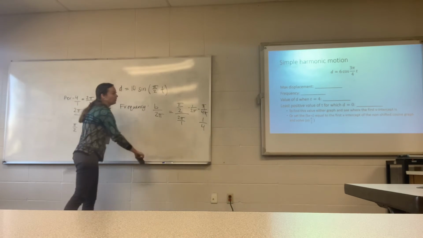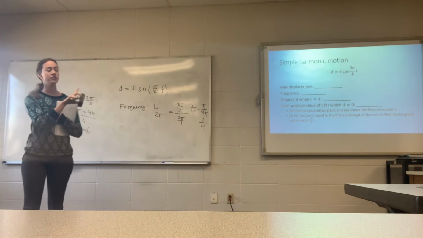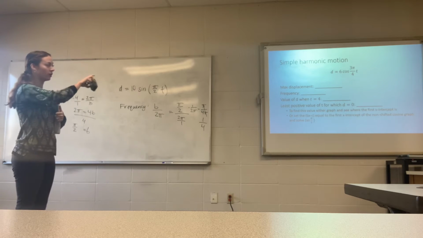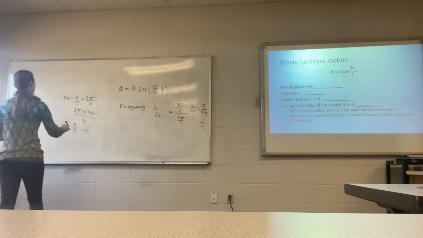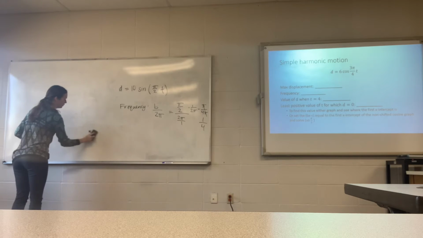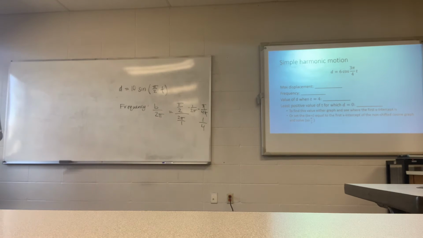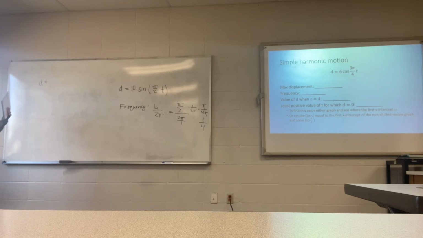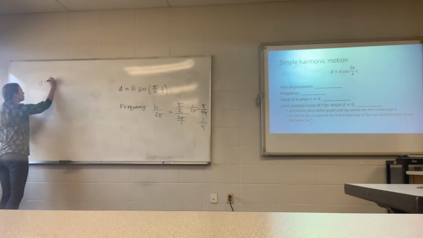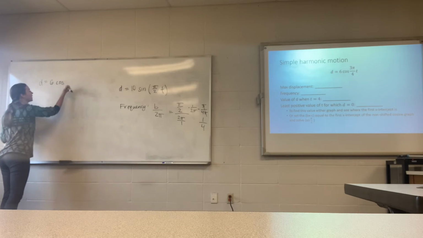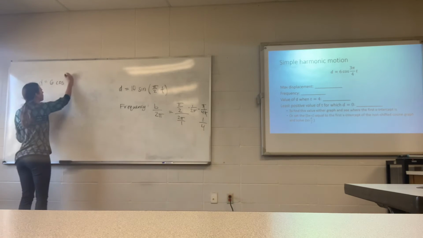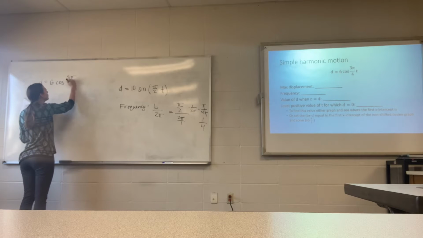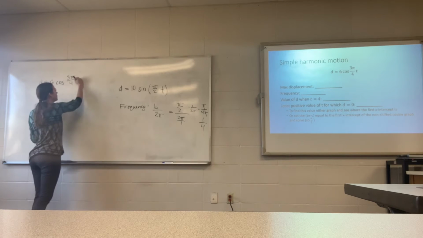This one, instead of us writing the equation, I gave you the equation, and we're going to answer all the questions. So we have d, our distance of our spring or our ball or whatever, is equal to 6 times the cosine of 3 pi over 4, and then times t.